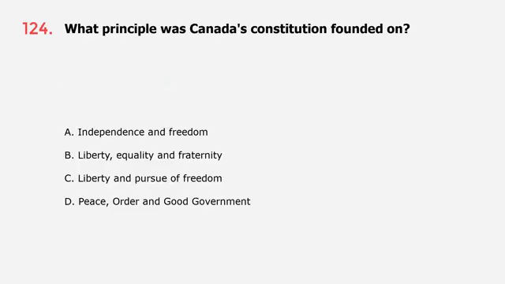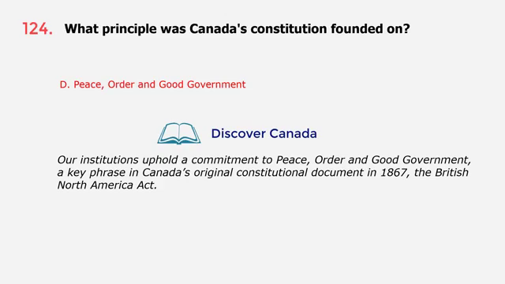Question 124. What principle was Canada's Constitution founded on? A. Independence and freedom. B. Liberty, equality, and fraternity. C. Liberty in pursuit of freedom. D. Peace, order, and good government. The answer is D. Peace, order, and good government.